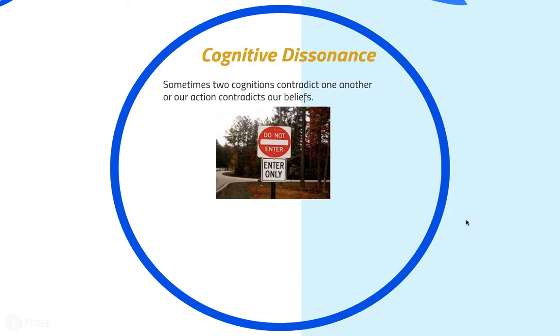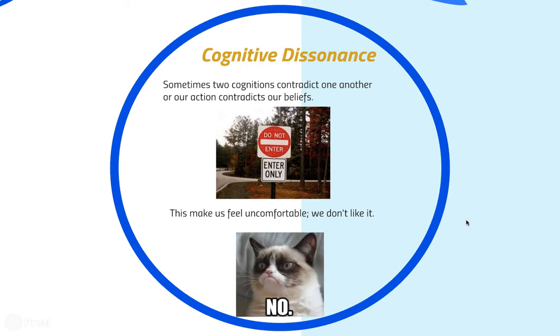Imagine yourself driving along and you encounter this contradiction on the road. You would probably be somewhat confused and perhaps frustrated. It might stress you out, right? So when we experience cognitive dissonance, when two of our ideas don't line up or are in fact in contradiction with one another, or when our beliefs and our behaviors are in conflict with one another, it makes us feel psychologically uncomfortable. We don't like it and we get like Grumpy Cat here.